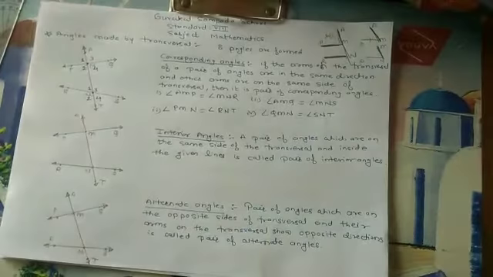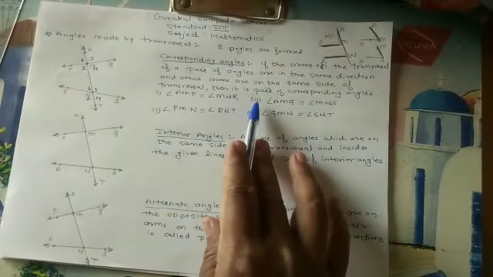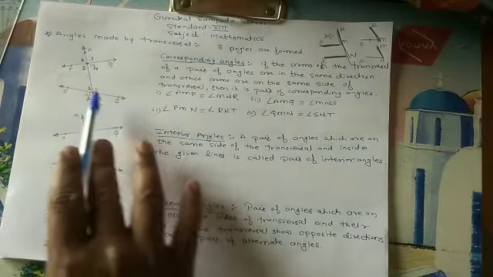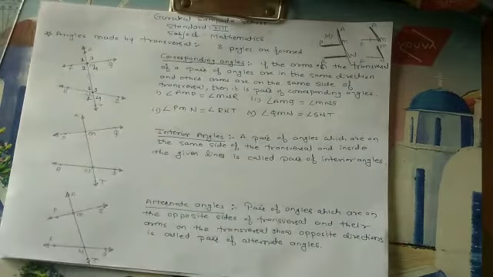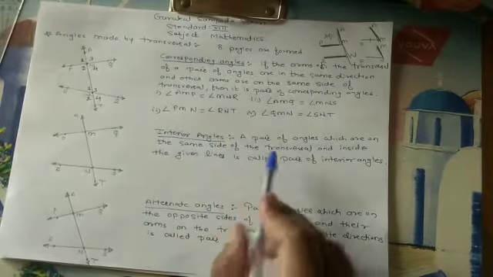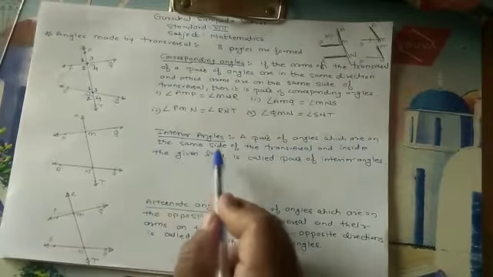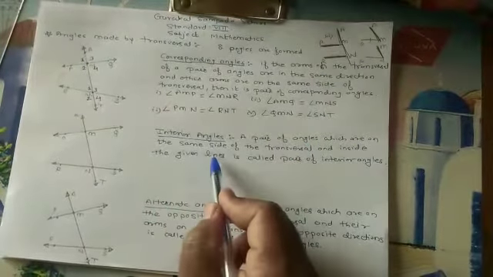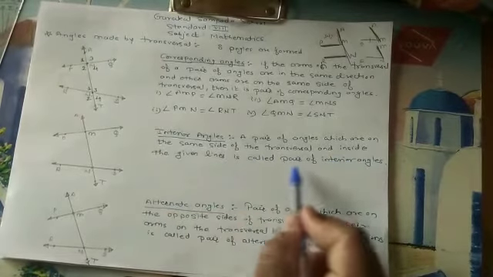Okay, so these are the four pairs of corresponding angles formed whenever two lines are intersected by one transversal at two distinct points. Now next is the interior angle. First we read the definition: a pair of angles which are on the same side of the transversal, this is important, same side of the transversal, and inside the given lines.